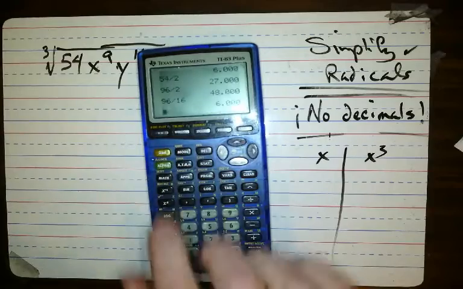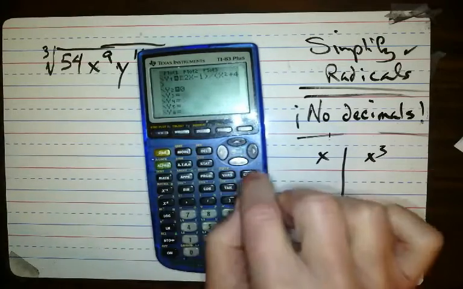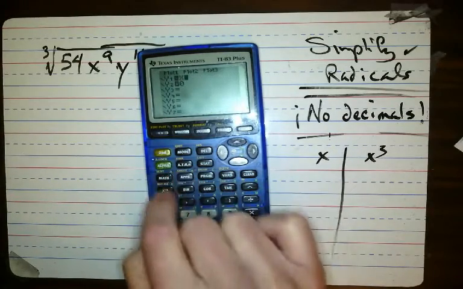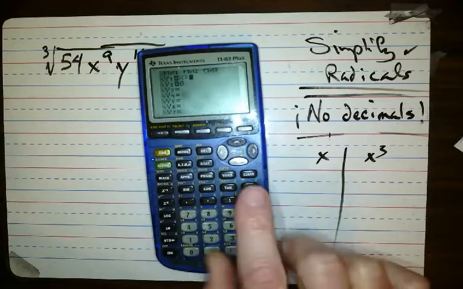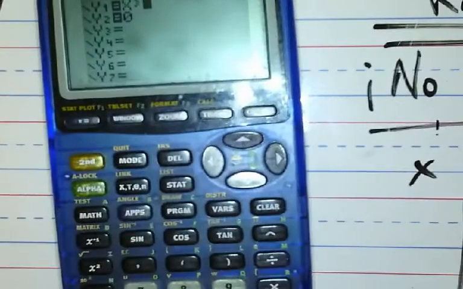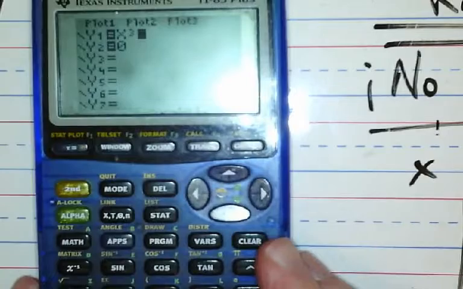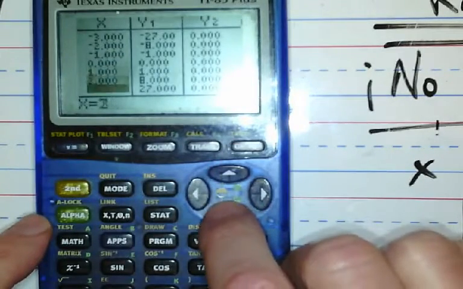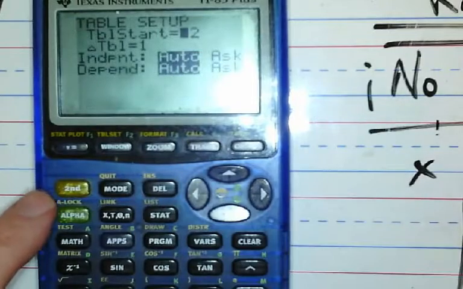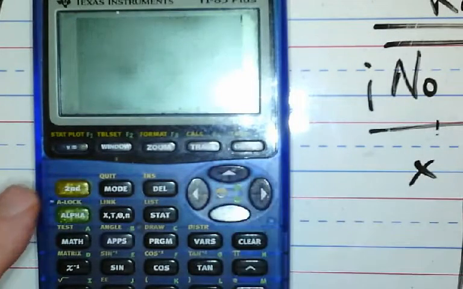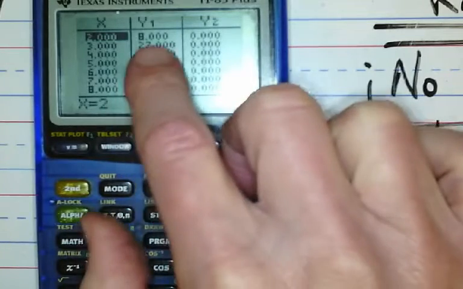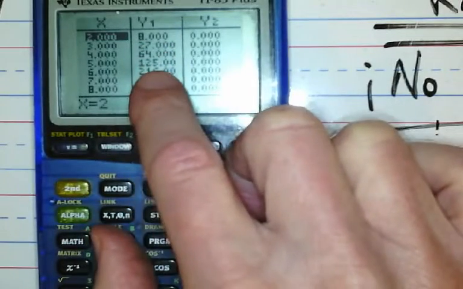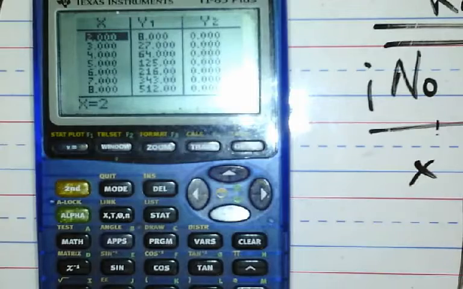Now you can set your calculator up. If you say y equals, and you type in x raised to the third power, and then you go to your table, you'll see all you need. We want to start at positive 2. And then we can see the perfect cubes. 8, 27, 64, 125, 216. Look at all those perfect cubes.